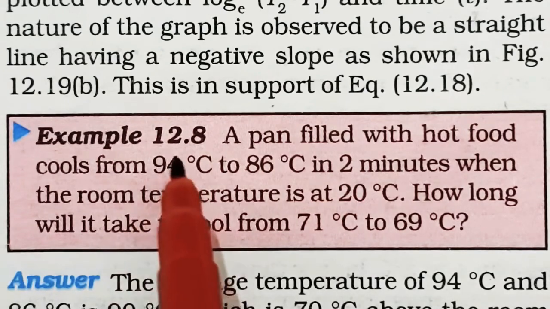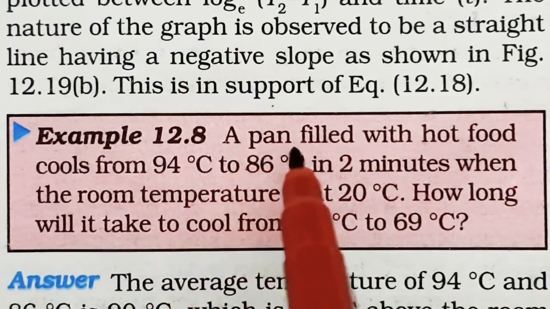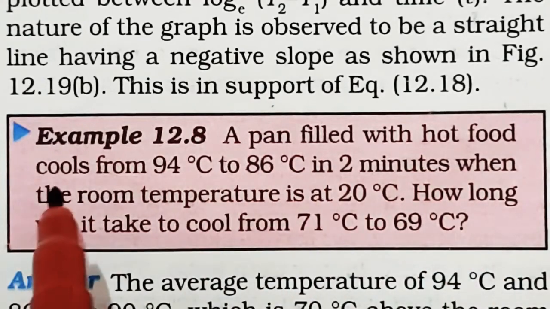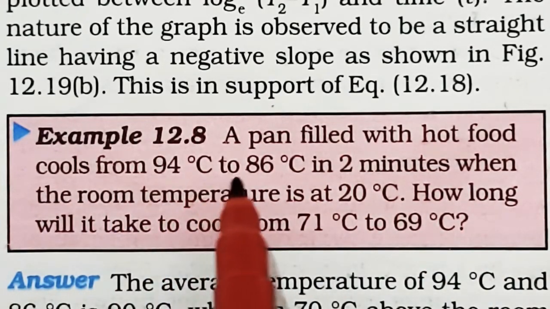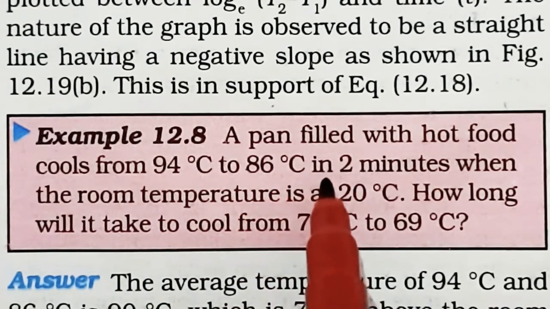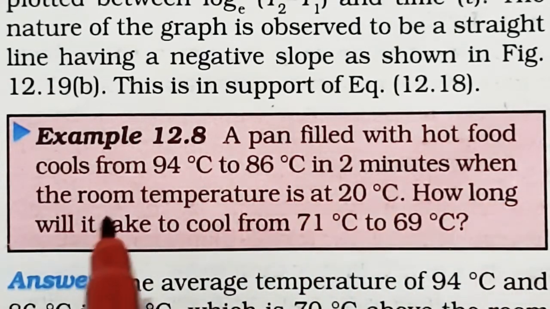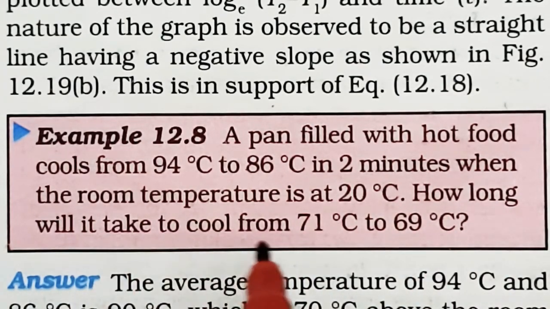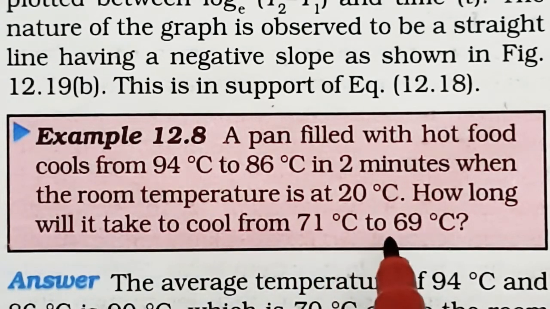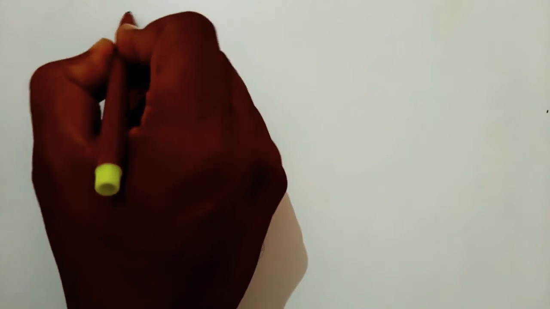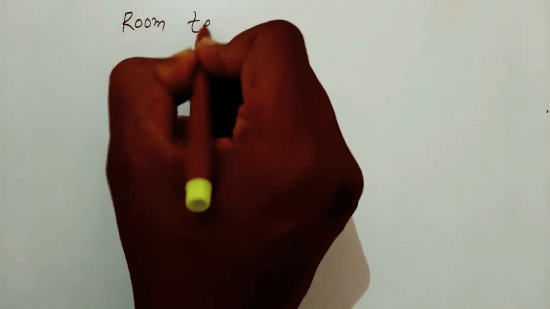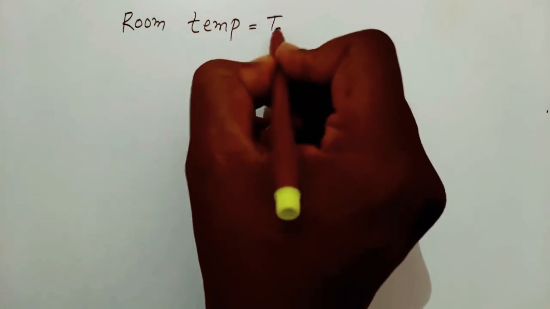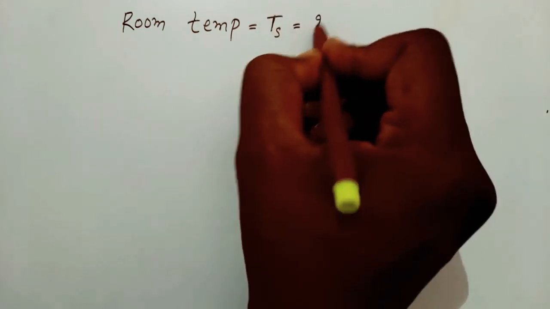See the example problem 12.8. A pan filled with hot food cools from 94 degrees Celsius to 86 degrees Celsius in 2 minutes. When the room temperature is at 20 degrees Celsius, how long will it take to cool from 71 degrees Celsius to 69 degrees Celsius? In this problem, the room temperature is given, that is Ts is equal to 20 degrees Celsius.